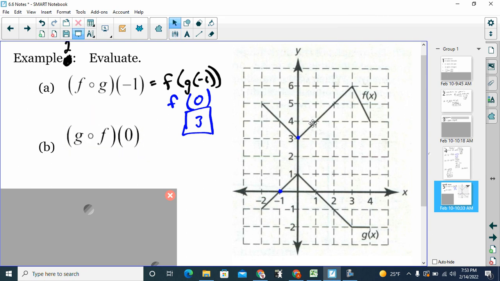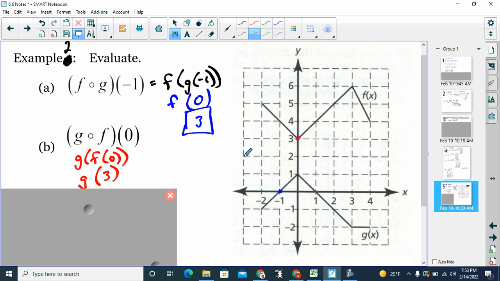Let's do g of f of 0. f of 0, we actually just said was 3. When x is 0, f of x is 3. So I need to evaluate g of 3. g of 3, g of x is right here, which is negative 2.